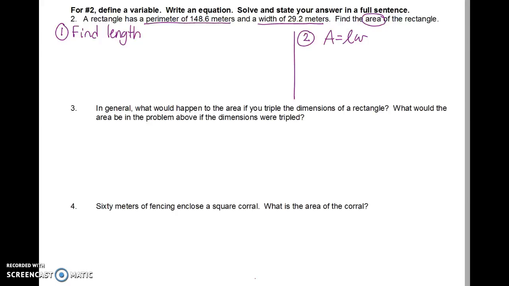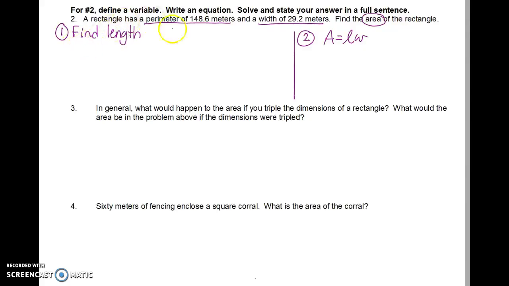So we have a rectangle with a perimeter of 148.6 meters. Notice I'm annotating the problem. And a width of 29.2 meters. Find the area of the rectangle. So if you're paying attention here, you'll notice that we have the width, but we do not have the length. So this is a 2-step problem. Step 1 is finding the length. Once we have that, we can use it to find the area.